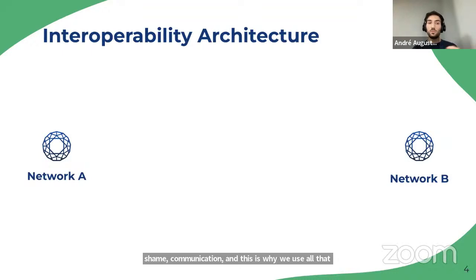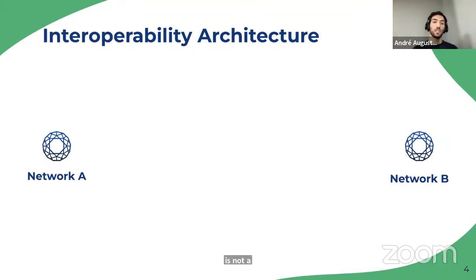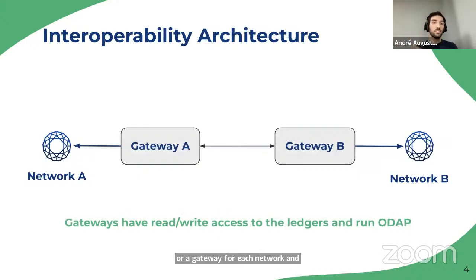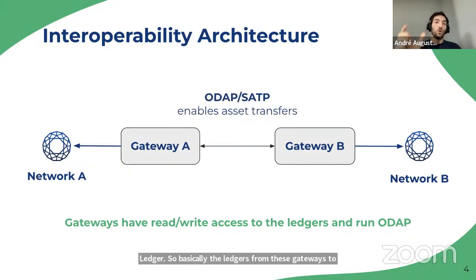And again, as Rama told us in the beginning, this is not an asset transfer protocol that runs between these two networks directly. We leverage these two gateways, or a gateway for each network, and each of these gateways has read and write access to the ledger. So basically the ledgers trust these gateways to make operations, and then these gateways run ODAP or SATP in between. So basically a gateway is divided in two different parts, a ledger specific part, and then the gateway or the actual protocol that runs with other gateways. In this case, it is ODAP or SATP.